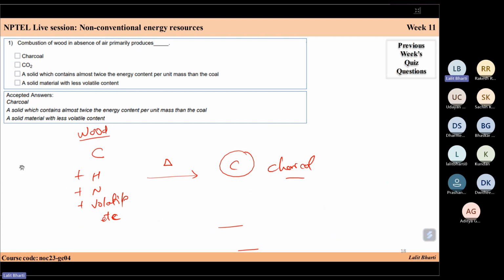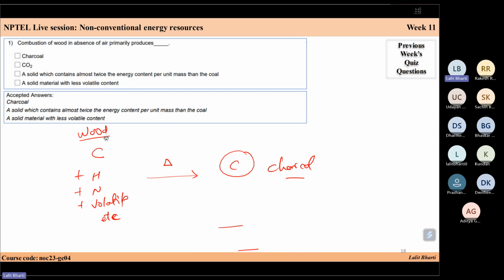Then we have question one. Basically, it is based on the combustion of wood. What do you get after the burning, or the combustion, of wood? The options are charcoal, CO2, a solid which contains almost twice the energy content per unit mass than coal, and fourth, a solid material with less volatile content.